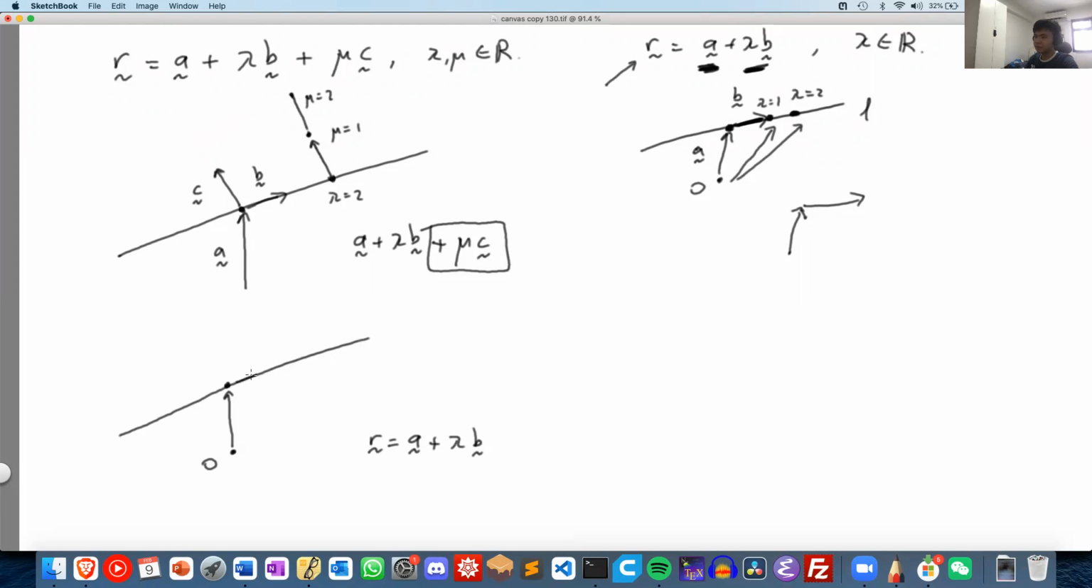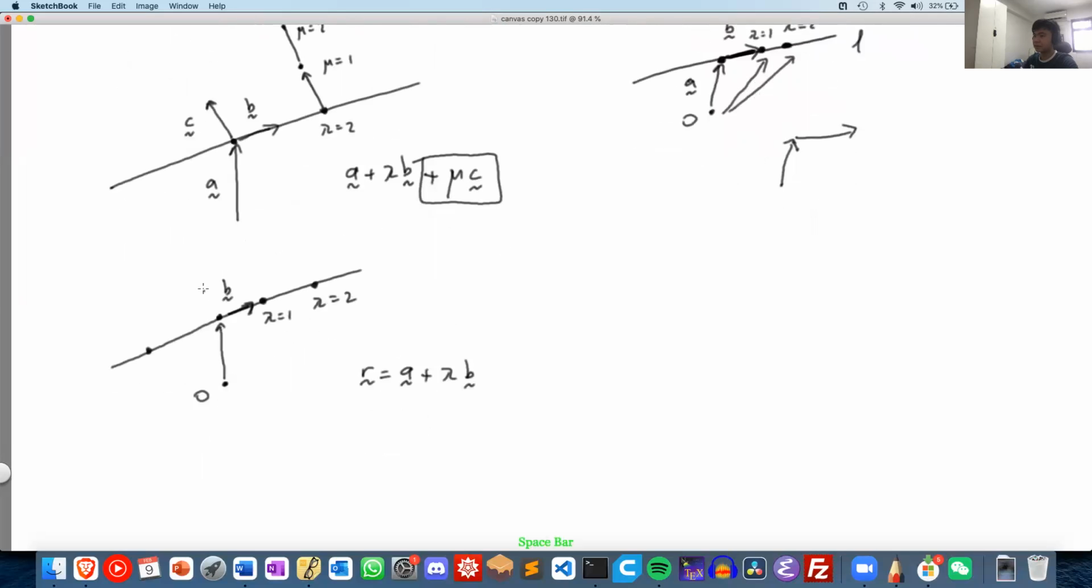And now, where b is the directional vector of the line we want to walk along, every value of lambda would correspond to a single point on the line. So let's say lambda equals 1, lambda equals 2, and every real number we choose will give us a unique point on this line, provided b is not the zero vector.